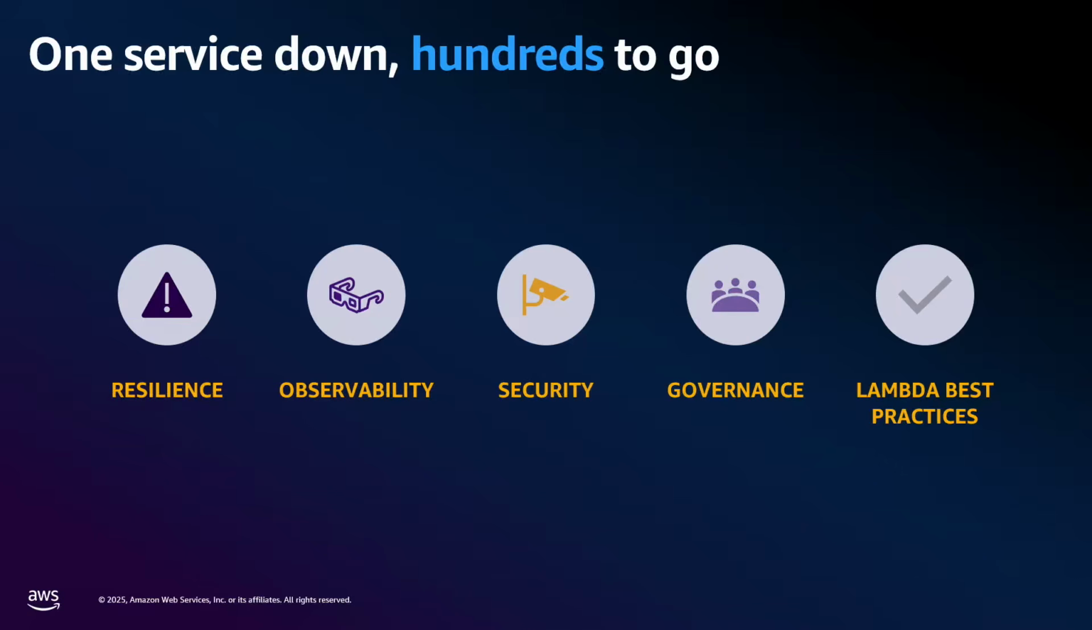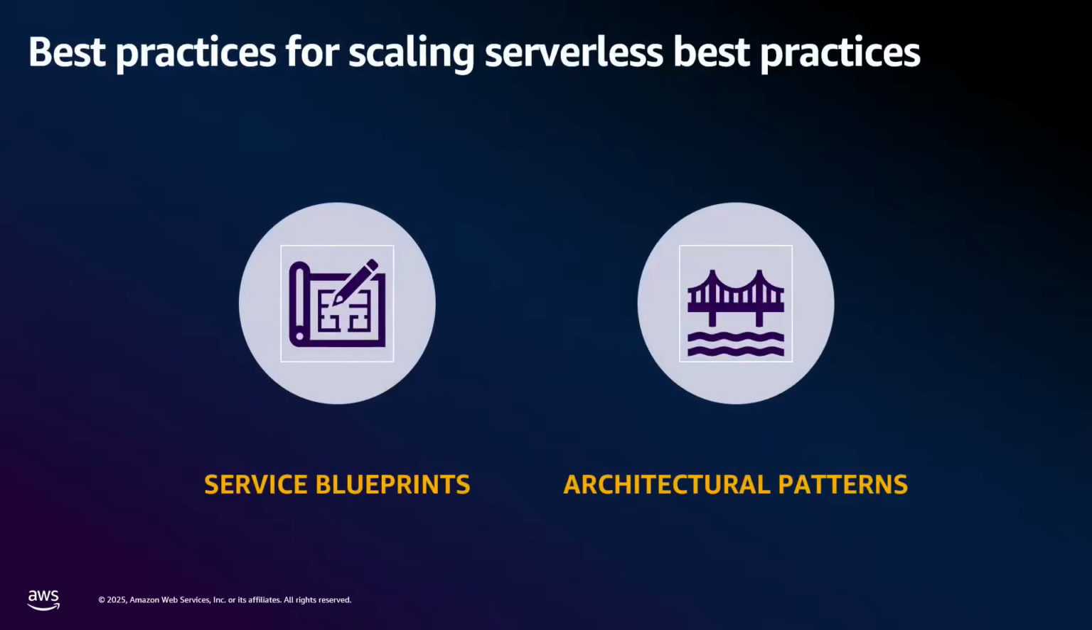And this is one service, though. In reality, most organizations are dealing with hundreds or thousands of services. So now we need to replicate this across the organization. And there are 2 key approaches to this. One is using service blueprints, where we have reusable templates that embed all the production-ready practices that we've talked about. And the second is using architectural patterns, proven solutions to common challenges that teams can then easily adapt.